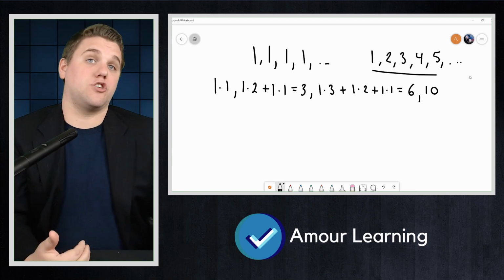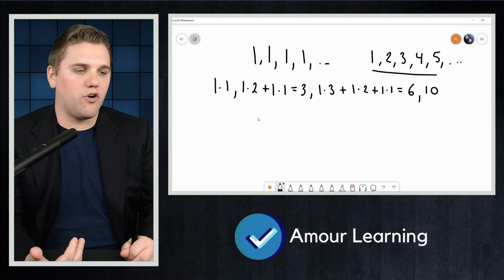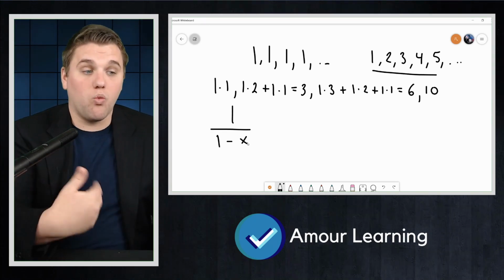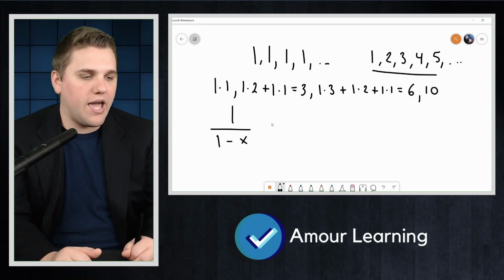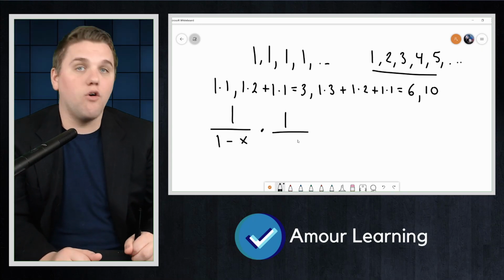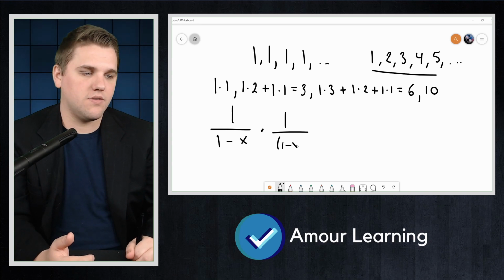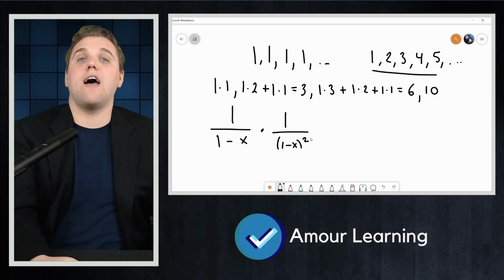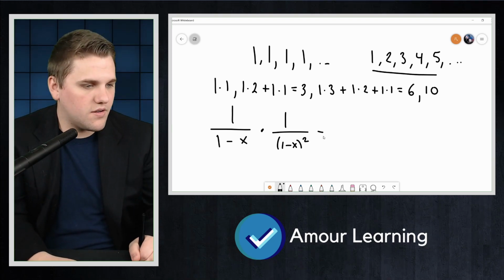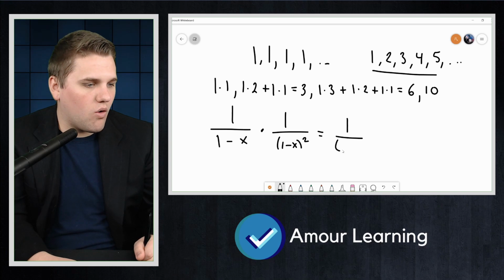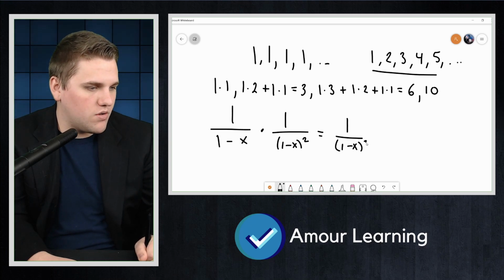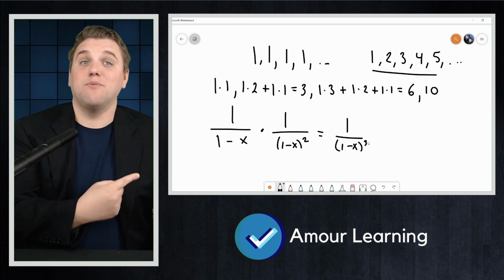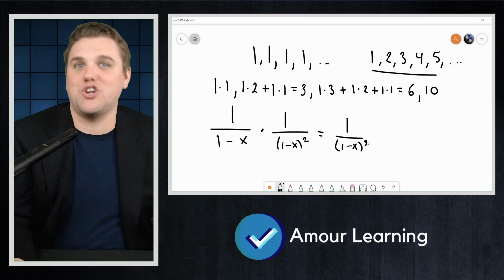In terms of generating functions, we take 1 over 1 minus x, which is the generating function for 1, 1, 1, 1, 1, and multiply it by 1 over 1 minus x squared, which is the generating function for 1, 2, 3, 4, 5. And this gives us 1 over 1 minus x all cubed. This should not be a surprise, as we found the same generating function for the triangular numbers earlier.